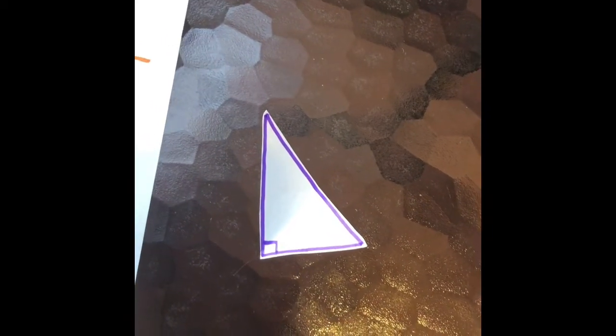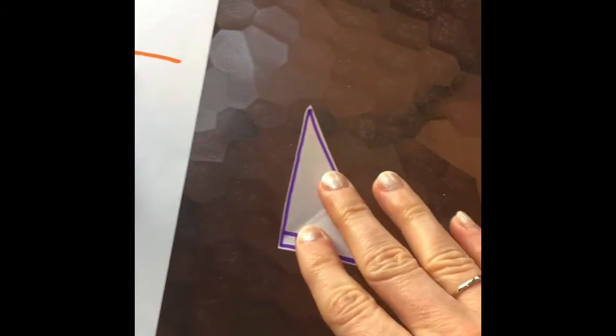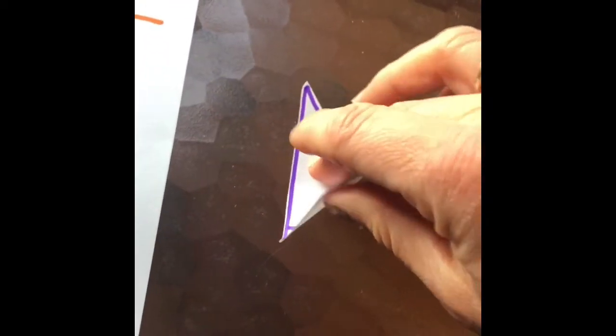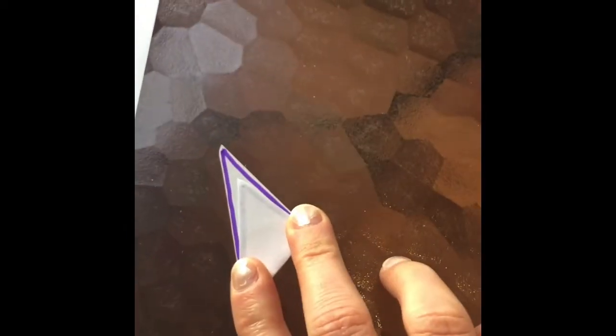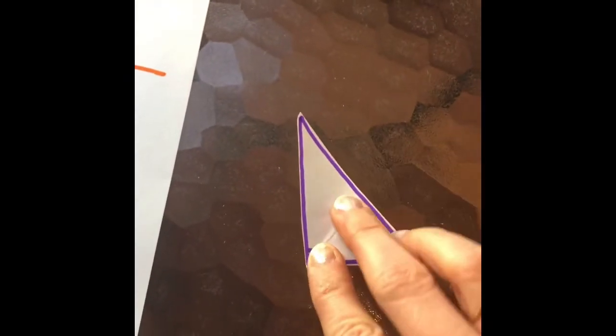There are also isosceles triangles. 2 sides are the same length, one is longer. And then there's finally scalene triangles. All sides are of different lengths. This particular right triangle is a scalene. And as you'll notice, when I try to fold it, we have a point of that triangle sticking out, telling us this is not symmetrical.